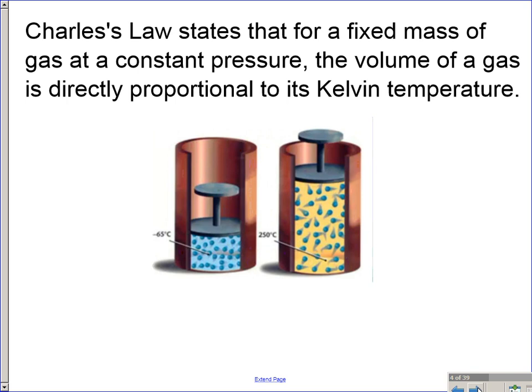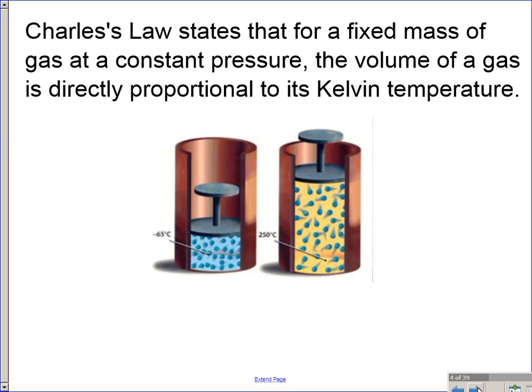Our second one was Charles's law. This states that for a fixed mass of gas at a constant pressure, the volume of a gas is directly proportional to its Kelvin temperature. So here we have two pistons that have a weight on top. The piston on the right is at a higher temperature than the one on the left. The particles are moving faster, and it actually pushes up the piston and expands.